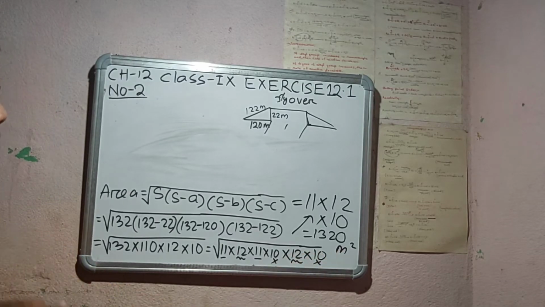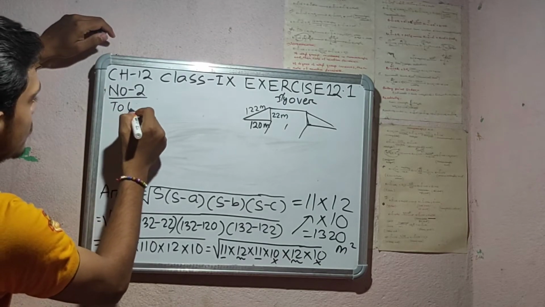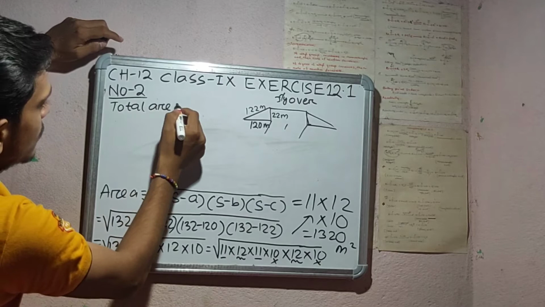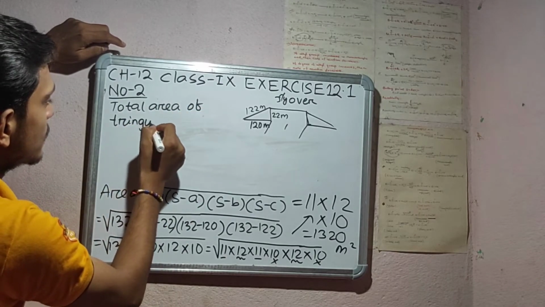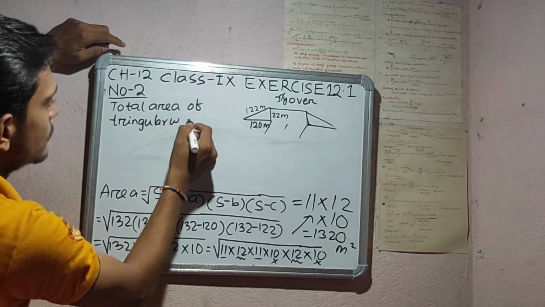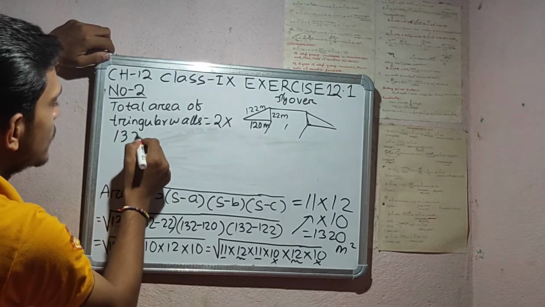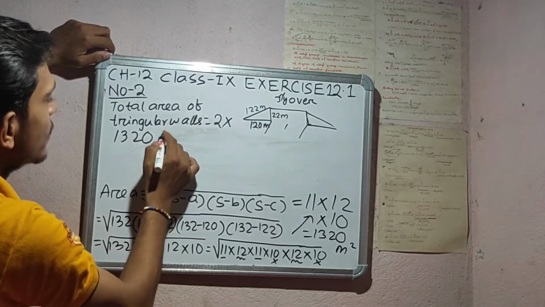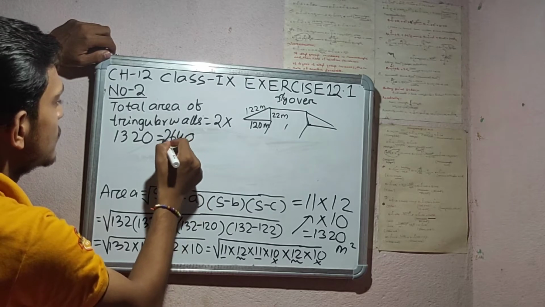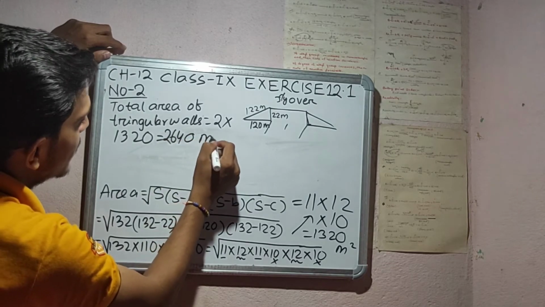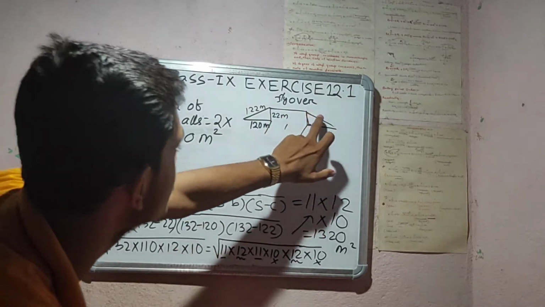So this is our area. Then the total area of triangular walls is 2 multiplied with this. Okay, so that is how much? 2640 meters square. This is the total area of 2 walls. This is one wall, this is another wall.